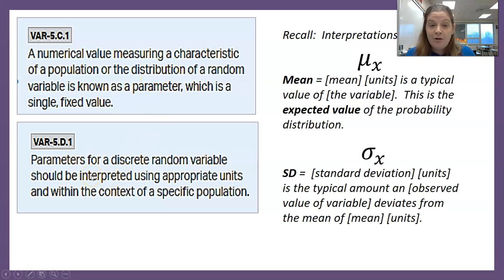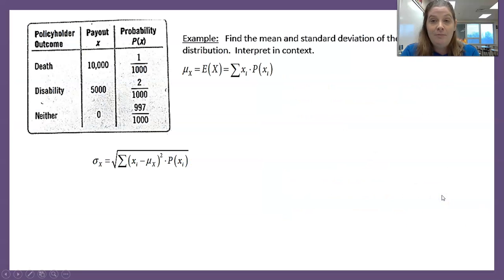Parameters for discrete random variables should be interpreted using appropriate units and in context. So for example, we talked about the mean before. We would say this is a typical value of the variable. This is the expected value of the variable, but it needs to be in context. What's the unit? What are we talking about? Puppies and kittens? We've got to make sure we refer to that. Standard deviation is the typical amount that your observation differs from the mean. So it's like, on average, how far away from the average it is, a typical amount that our observation deviates from the mean.